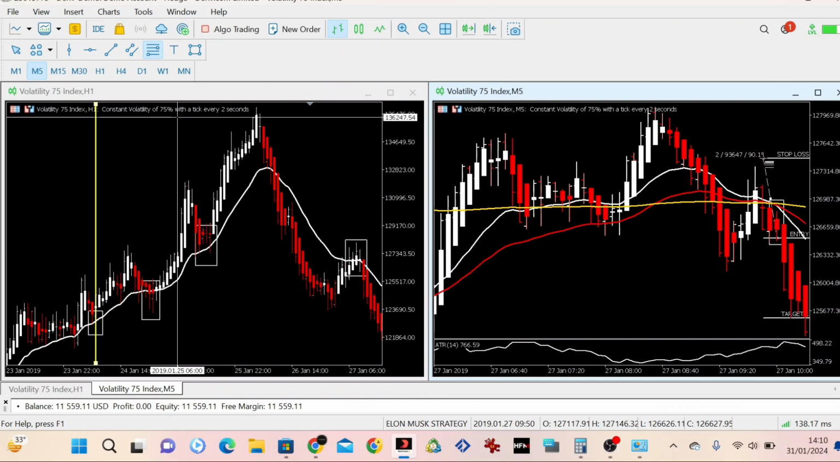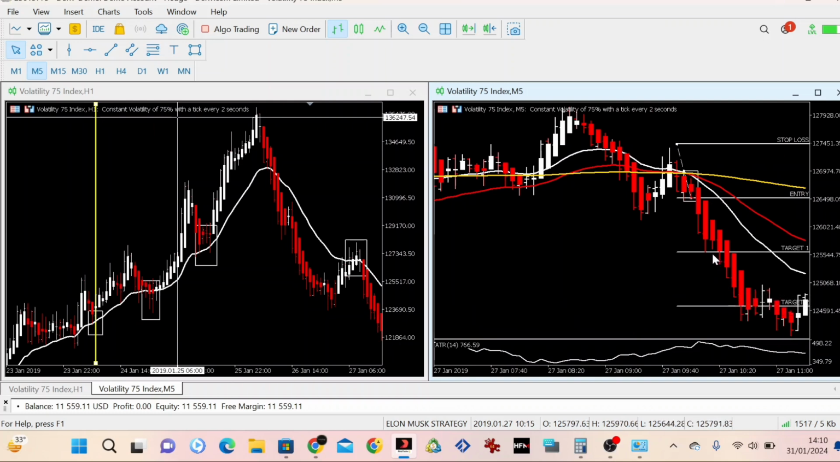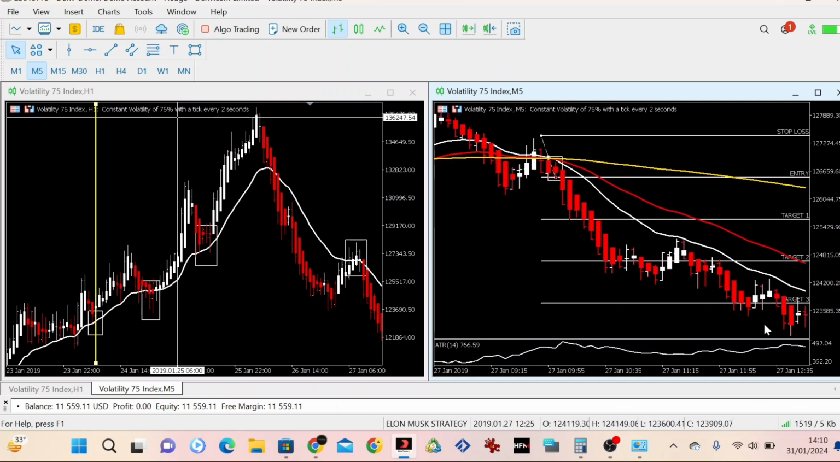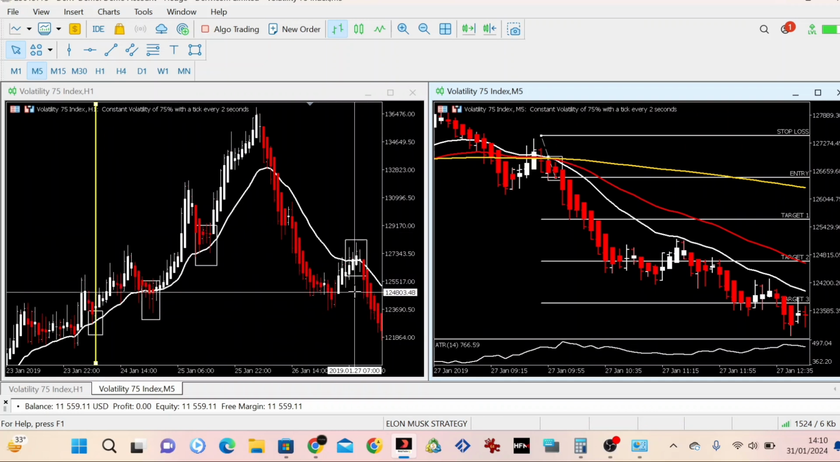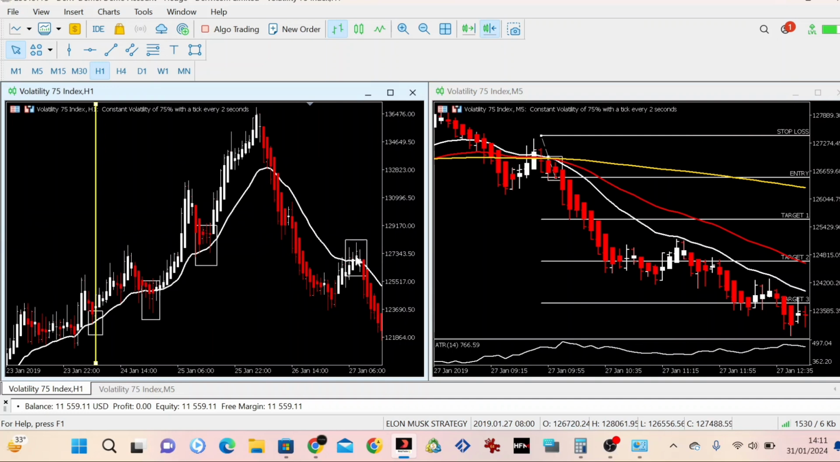This is a V75, so you expect a very wide stop. The first target was hit, then you hold for the next, and the second target was hit. So you can see you can just gradually grow your account with this strategy. Don't do anything funny and change something. I've tested this strategy a lot and I found out that these are the best settings for it. So with that, guys, I will stop the video here.